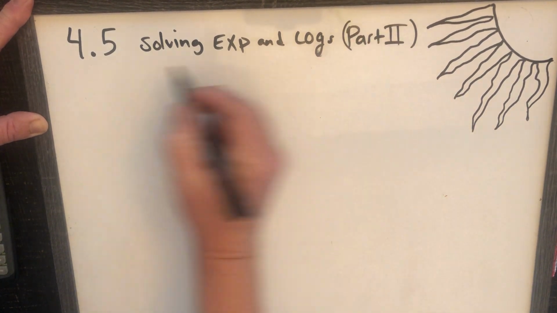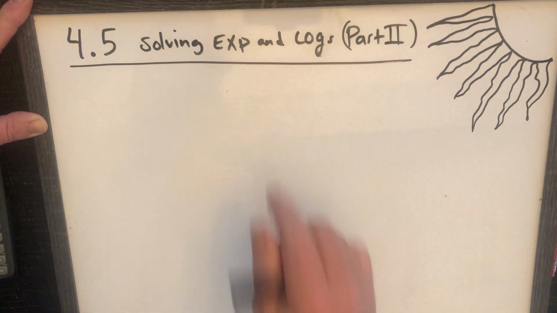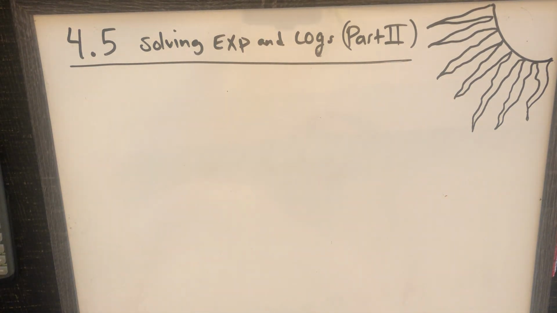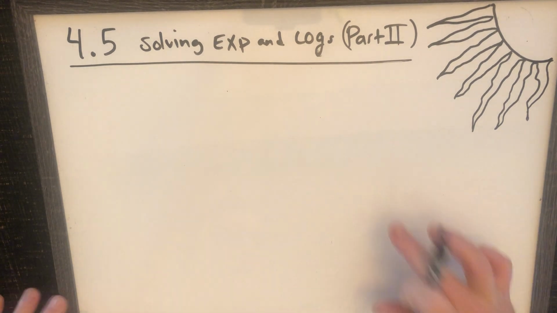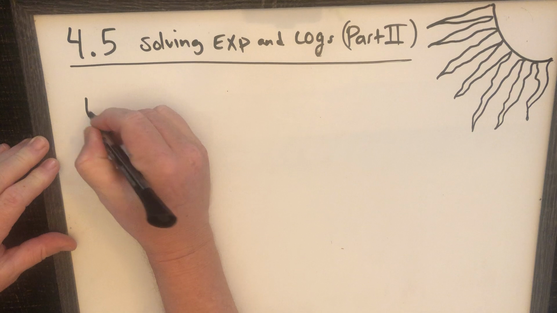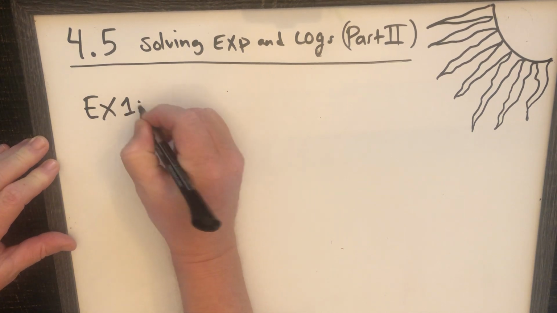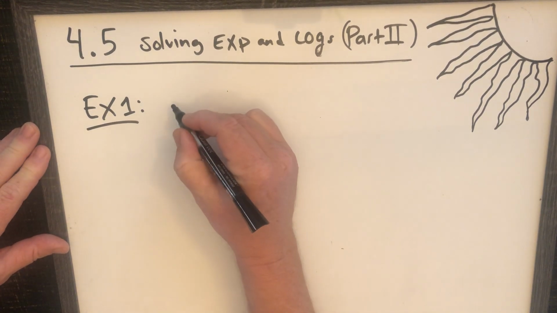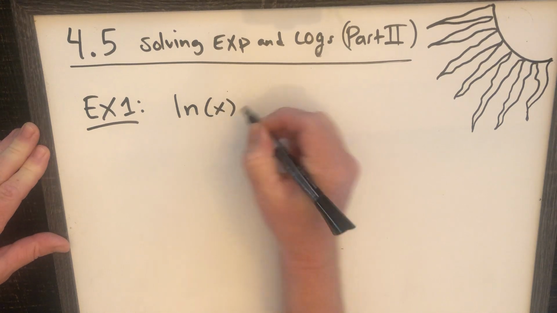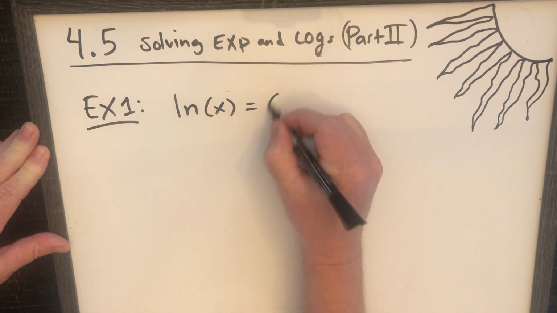So if you got through part 1, we talked about various forms of exponential equations. Today we're going to be talking about logarithmic equations. So let's go ahead and get started with an example from the homework. Example number 1. The ln of x is equal to 6.